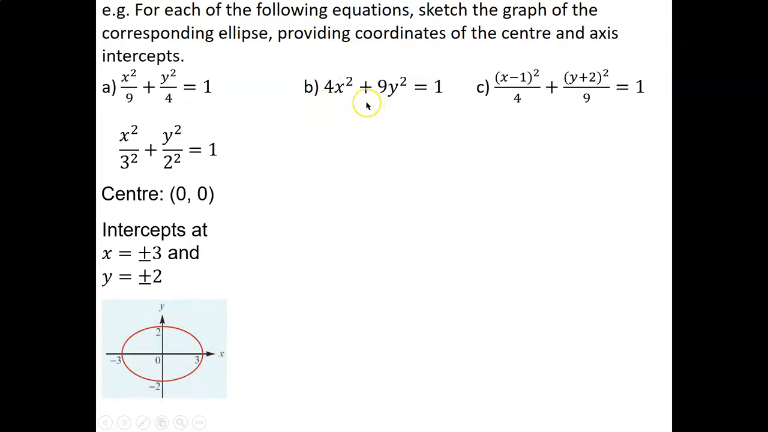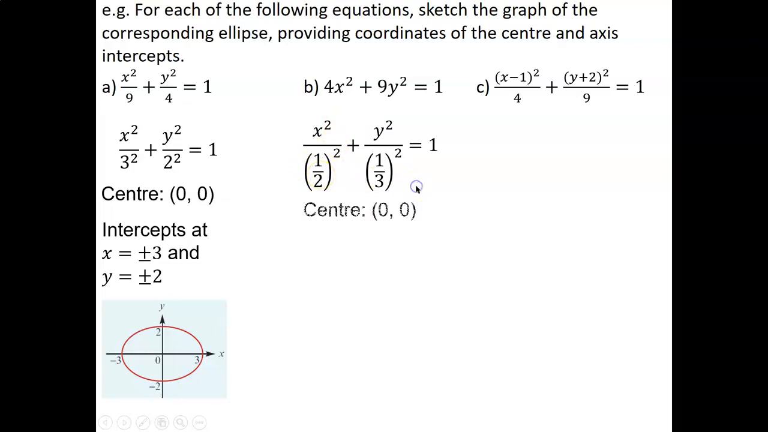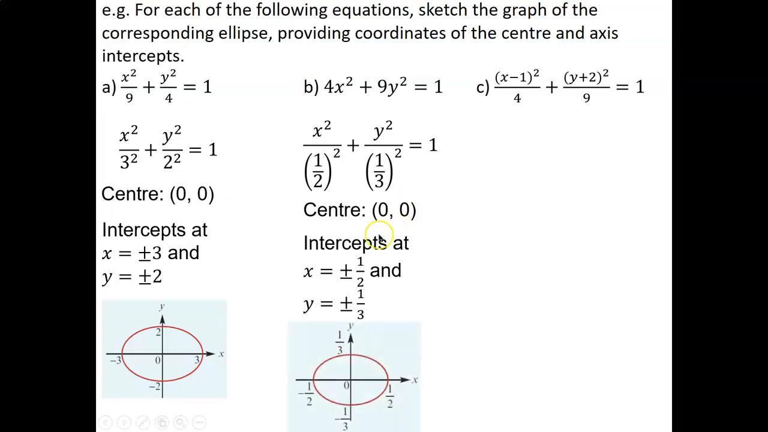Here, I need to rewrite this to get where my x and y intercepts are. If I've got 4 multiplying the x, then that's the same as dividing by a quarter, which is a half squared. So this has a centre at (0, 0), x-intercepts at positive and negative a half, and y-intercepts at positive and negative a third. Because these are on different diagrams, it doesn't matter that they look pretty similar. If they were on the same diagram though, obviously I would have to show that this one is much smaller, make sure my scale is accurate.